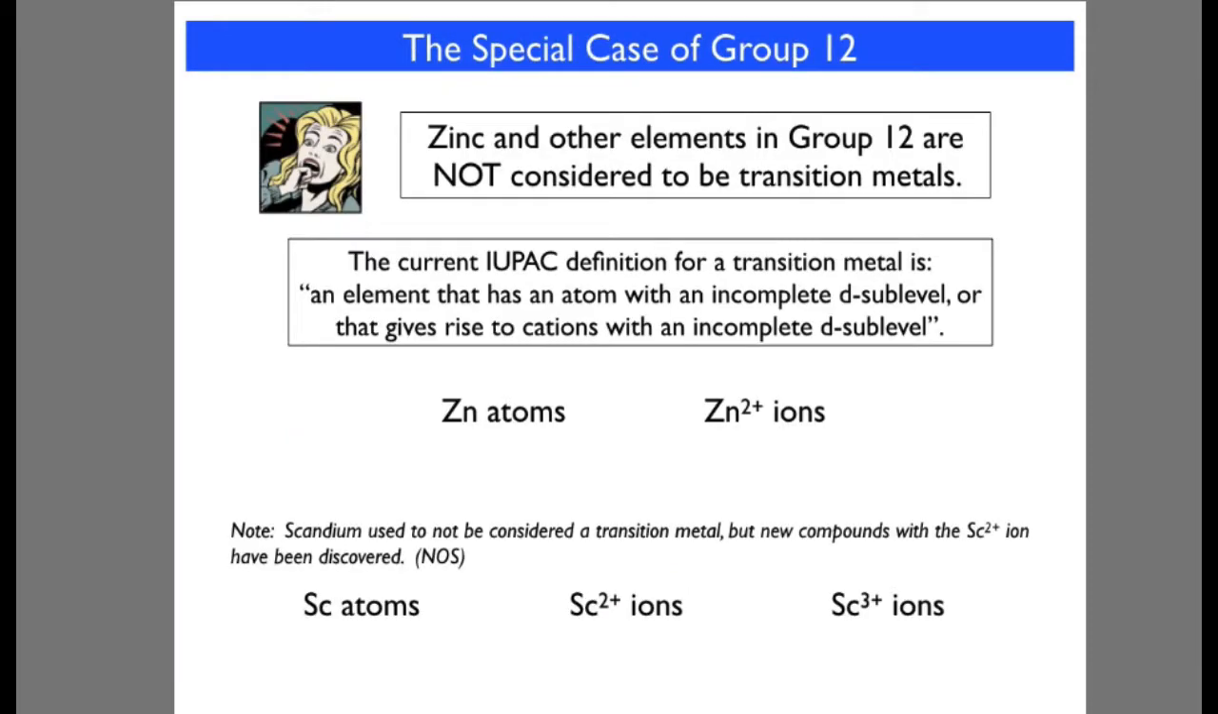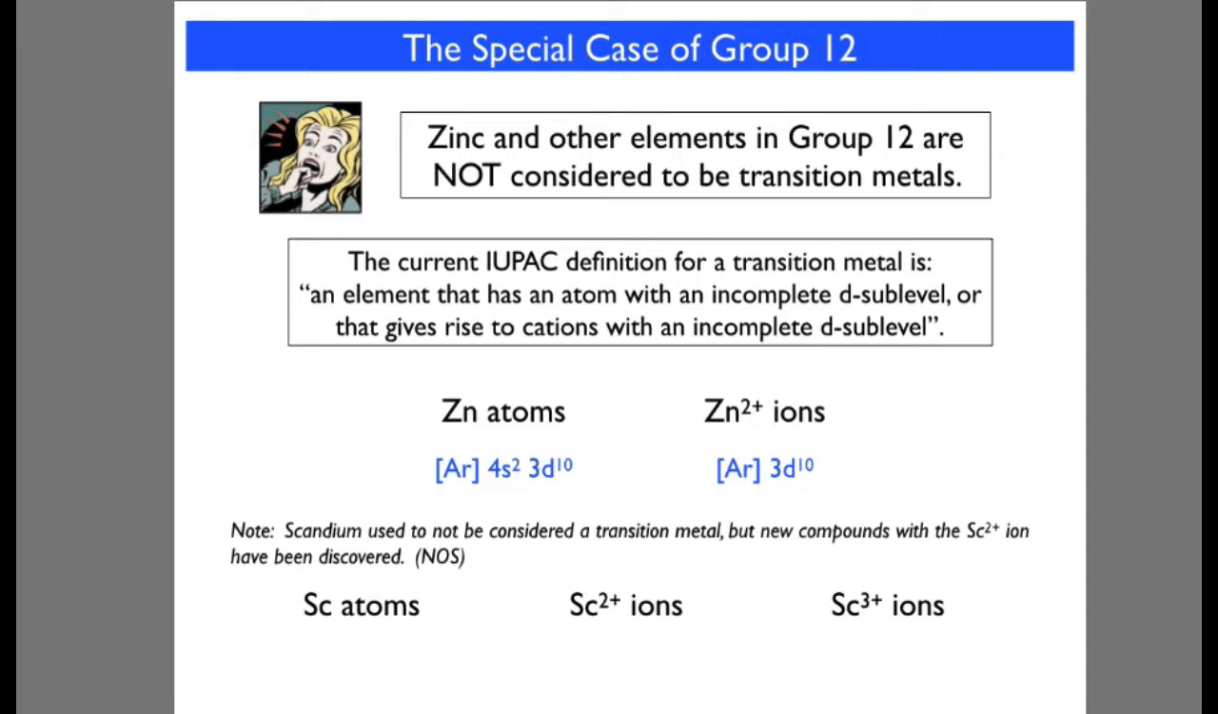Zinc and other elements in group 12 are not considered to be transition metals. The current IUPAC definition for a transition metal is as follows, quote: an element that has an atom with an incomplete d sublevel, or that gives rise to cations with an incomplete d sublevel. So zinc atoms have a full d sublevel, and so does its cation. Okay, so it's not considered a transition metal.